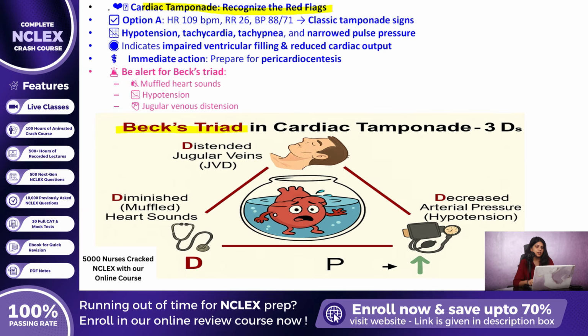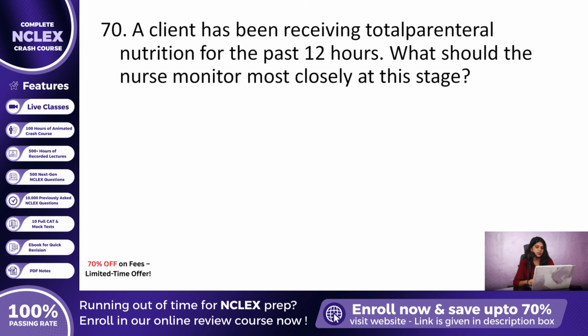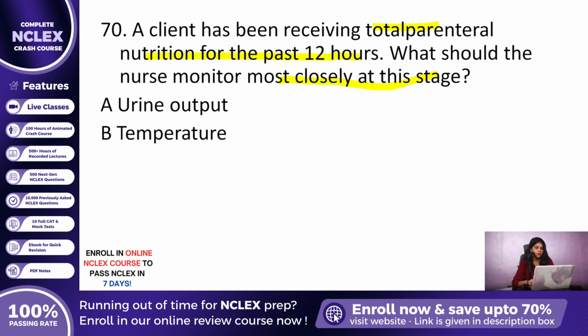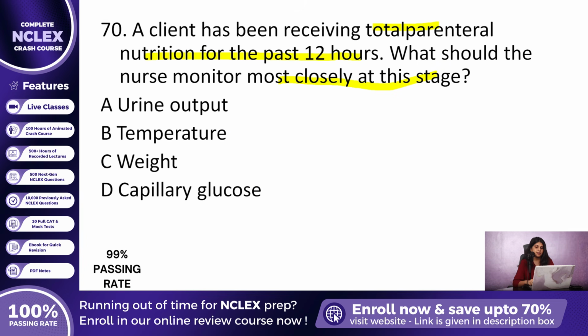Question 70. Now turning to nutritional support in acute care. A client has been receiving total parenteral nutrition for the past 12 hours. What should the nurse monitor most closely at this stage? Options include urine output, temperature, weight, or capillary glucose. The correct answer is option D, monitoring capillary blood glucose levels.